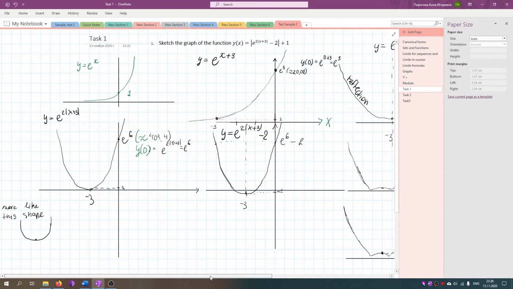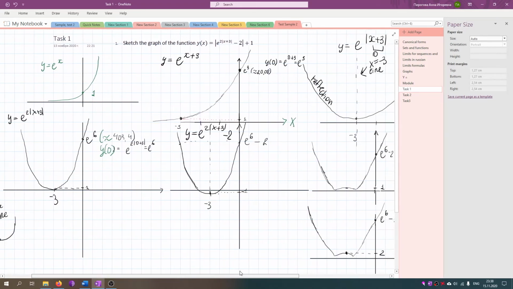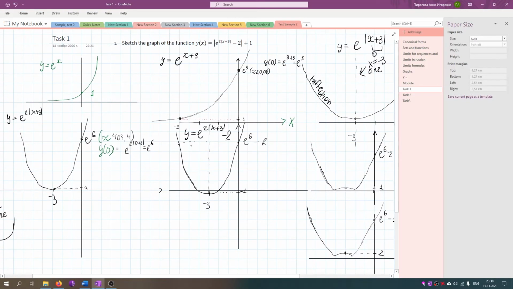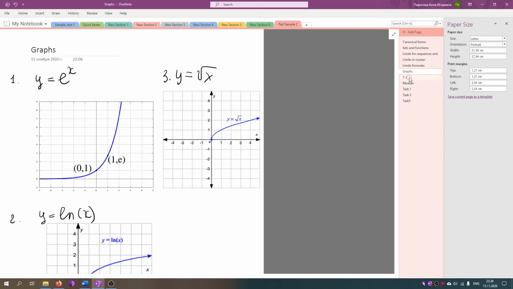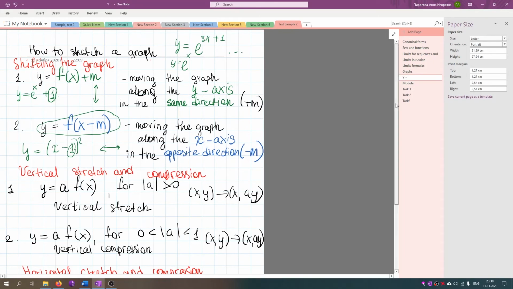Let's go to our next step, and here we need to subtract 2 from our function because this number is outside the function. We will make a shift, and it is the first case. We will move the graph along the y-axis in the same direction.